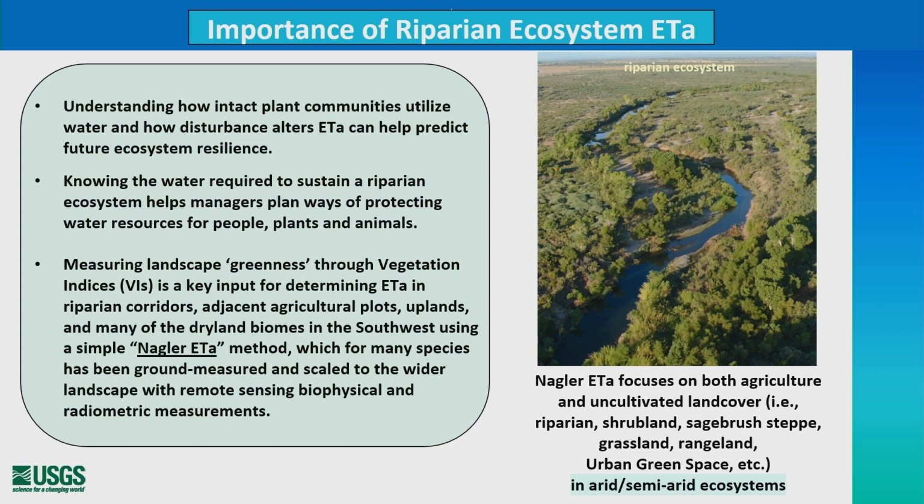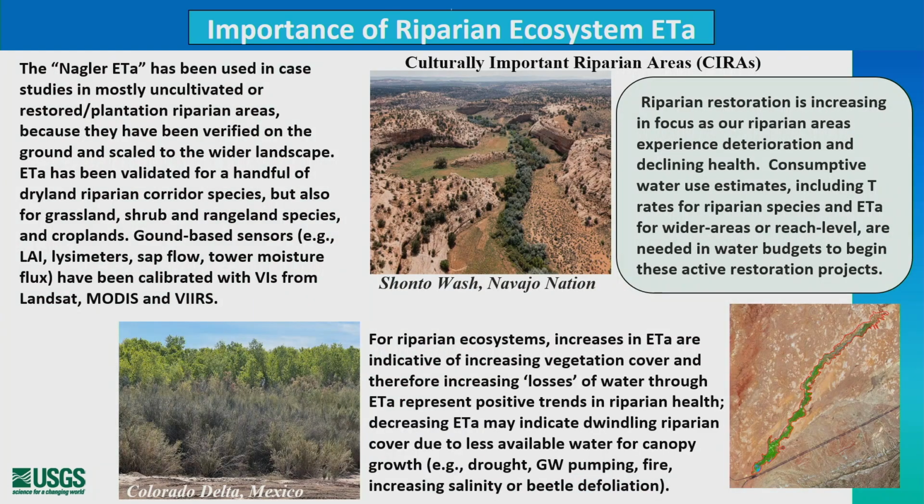So just to let you know, I'm kind of a narcissist, and I'm trying to get away from that, but I decided to name things after myself. I have this thing that we were calling ET based on vegetation indices. Basically we had to shorten it and just call it the Nagler, and we call it the finagling ET because it might not be too accurate compared to all the OpenET ones, but I'll show you that at the end. I've worked on Nagler ET in both agricultural and uncultivated land covers like riparian, shrubland, sagebrush, grasslands, rangelands, and even urban green spaces.